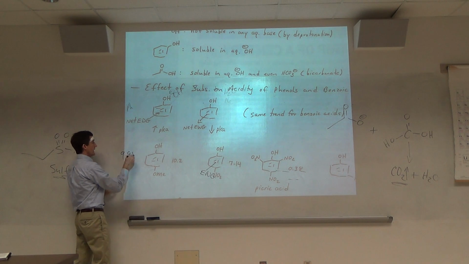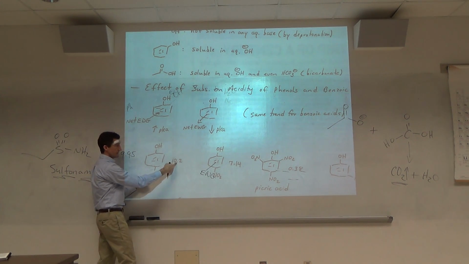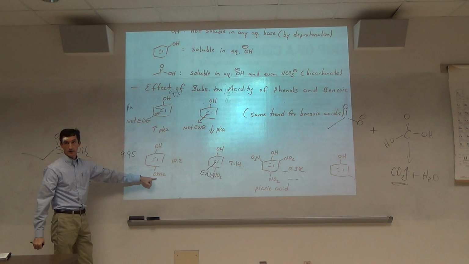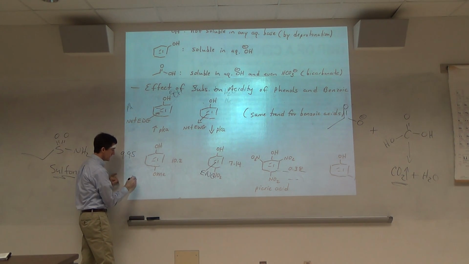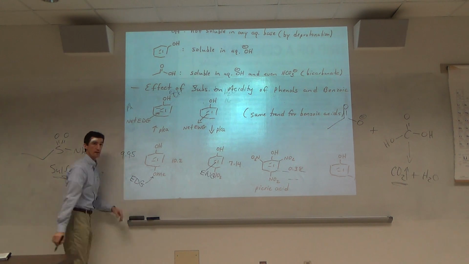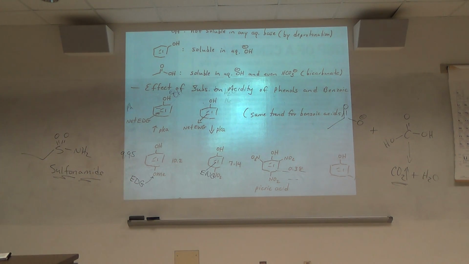9.95. Okay. This has a pKa of 10.2. Less acidic or more acidic? Less acidic. Why? Because this is a net what? That's a net electron donating group, as we learned with EAS reactions. Same as EAS reactions.